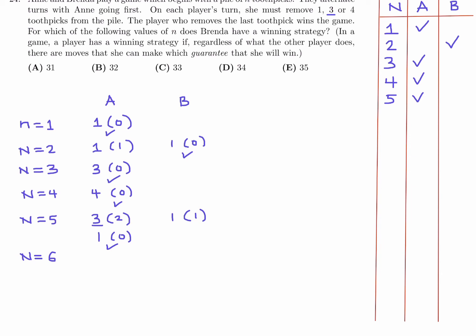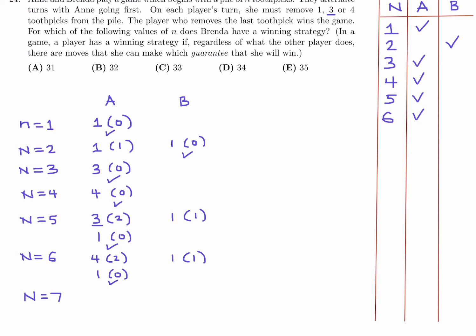N equals 6. Well, again, Anne can use the same kind of strategy. Remove 4, meaning there's 2 left. That leaves Anne as a potential winner because Brenda can only now remove 1. When she does, there's 1 left. The turn goes back to Anne. She removes that and wins. There you go. N equals 6. Anne wins again.